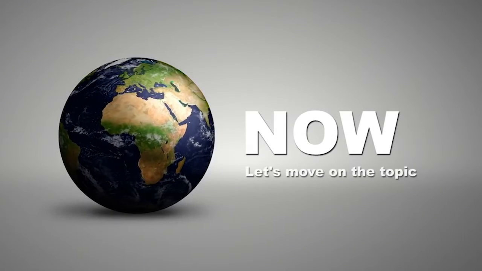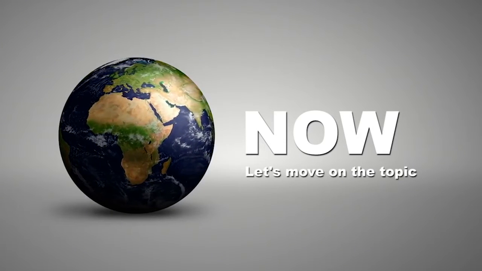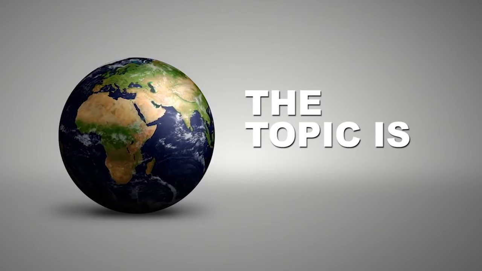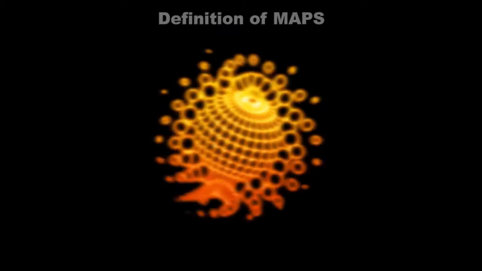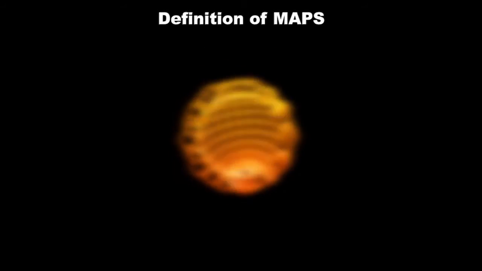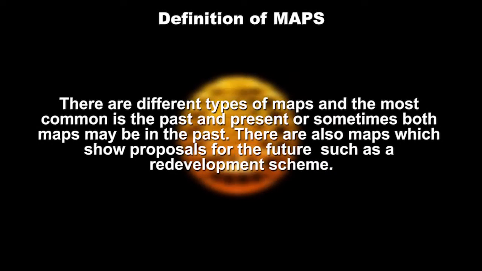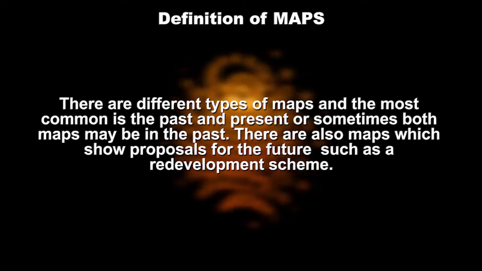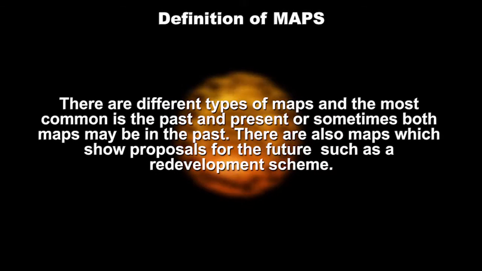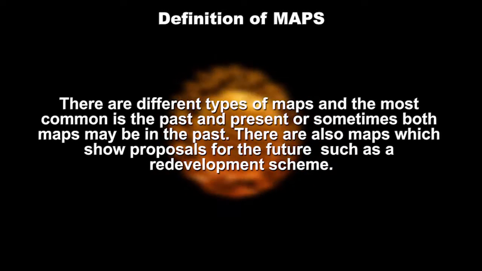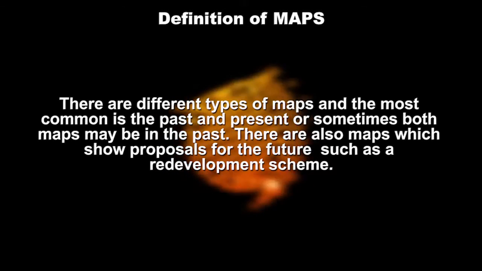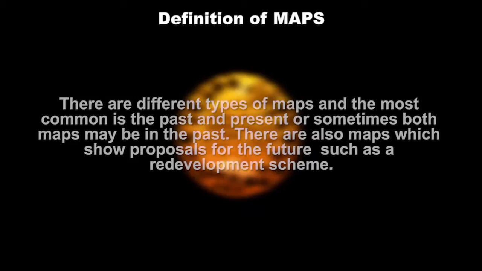Now, let's move on to the topic. The topic is maps. Definition of maps. There are different types of maps, and the most common is the past and present, or sometimes both maps may be in the past. There are also maps which show proposals for the future, such as a redevelopment scheme.